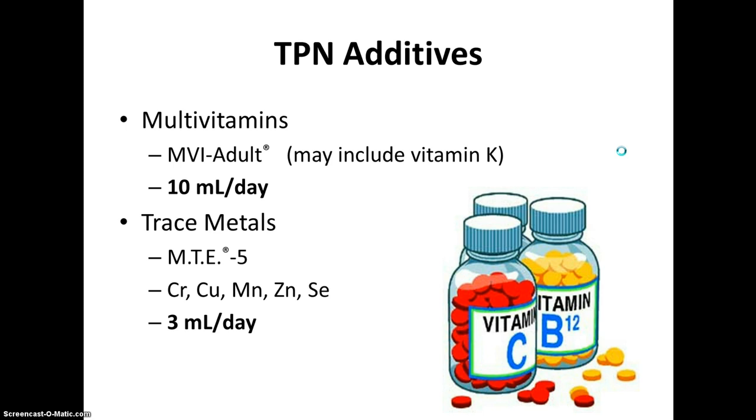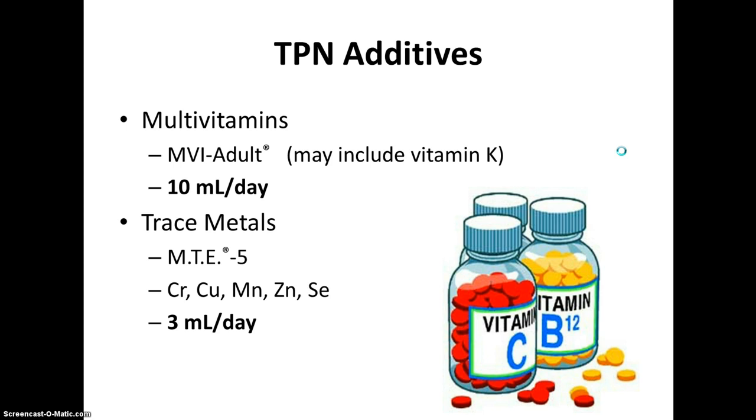But one brand name of multivitamins is MVI Adult. As you can see there, sometimes they include vitamin K, sometimes they don't. You have to specify which product when ordering it, and it's good to be familiar with which product your pharmacy is adding to the TPN bag. And typical dose for adult is about 10 milliliters per day to provide the recommended daily allowance of all the fat-soluble and water-soluble vitamins.